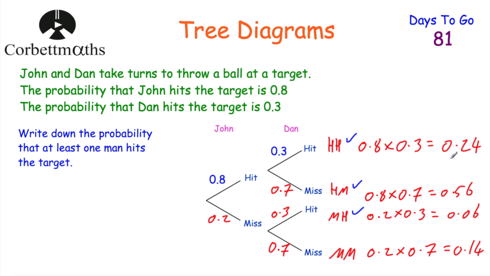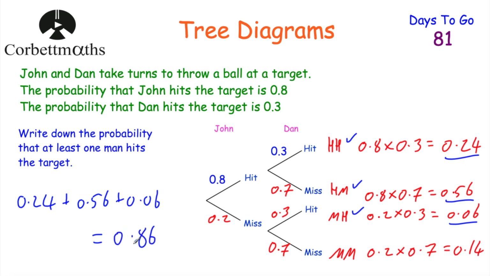So that means that we can either have a hit and a hit, 0.24, a hit and a miss, that's 0.56, or a miss and a hit, which is 0.06. So if we add together those probabilities, that's going to be the probability of at least one man hitting the target. So we're just going to do 0.24 plus 0.56 plus 0.06, and that's equal to 0.86, and that's it.